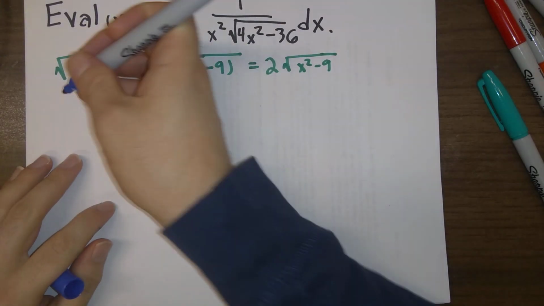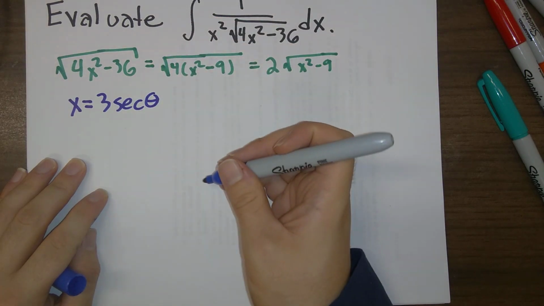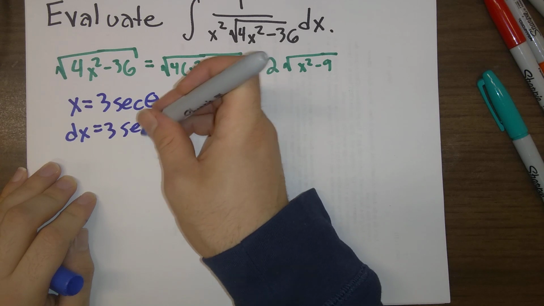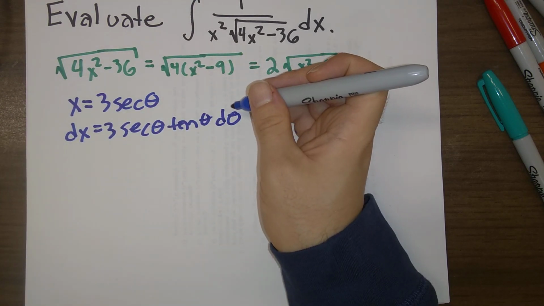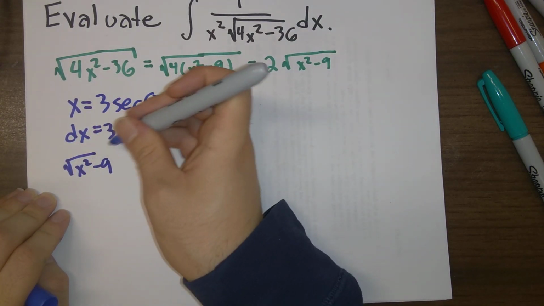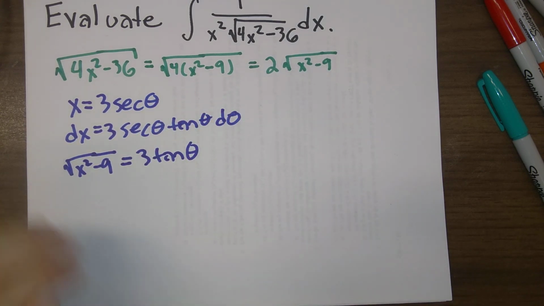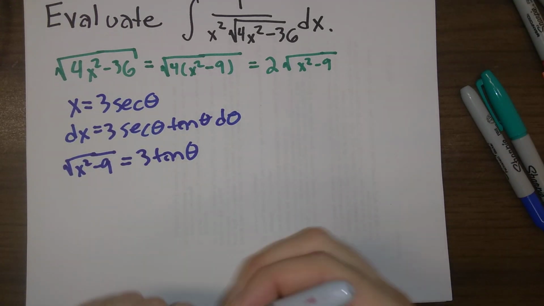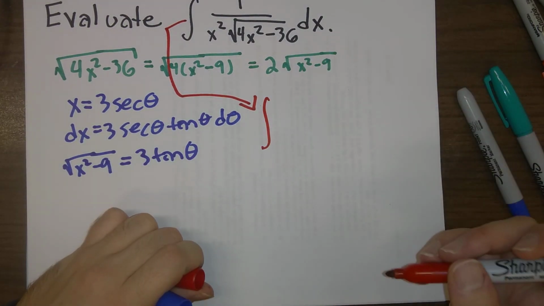Okay, so what information do we have? x is equal to 3 times secant theta. dx is equal to 3 secant theta times tangent theta d theta, and the square root of x squared minus 9 is equal to 3 times tangent theta. So those are all the substitutions we need to do. And when we do all of the substitutions, what do we end up with?